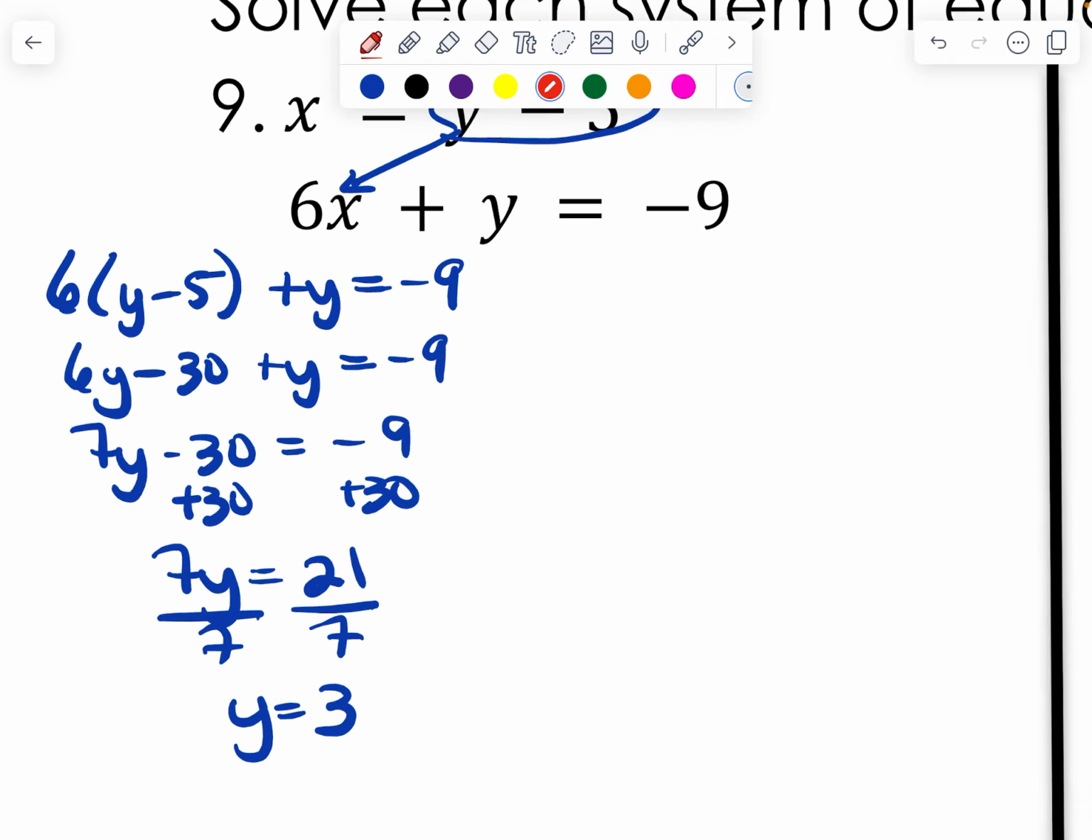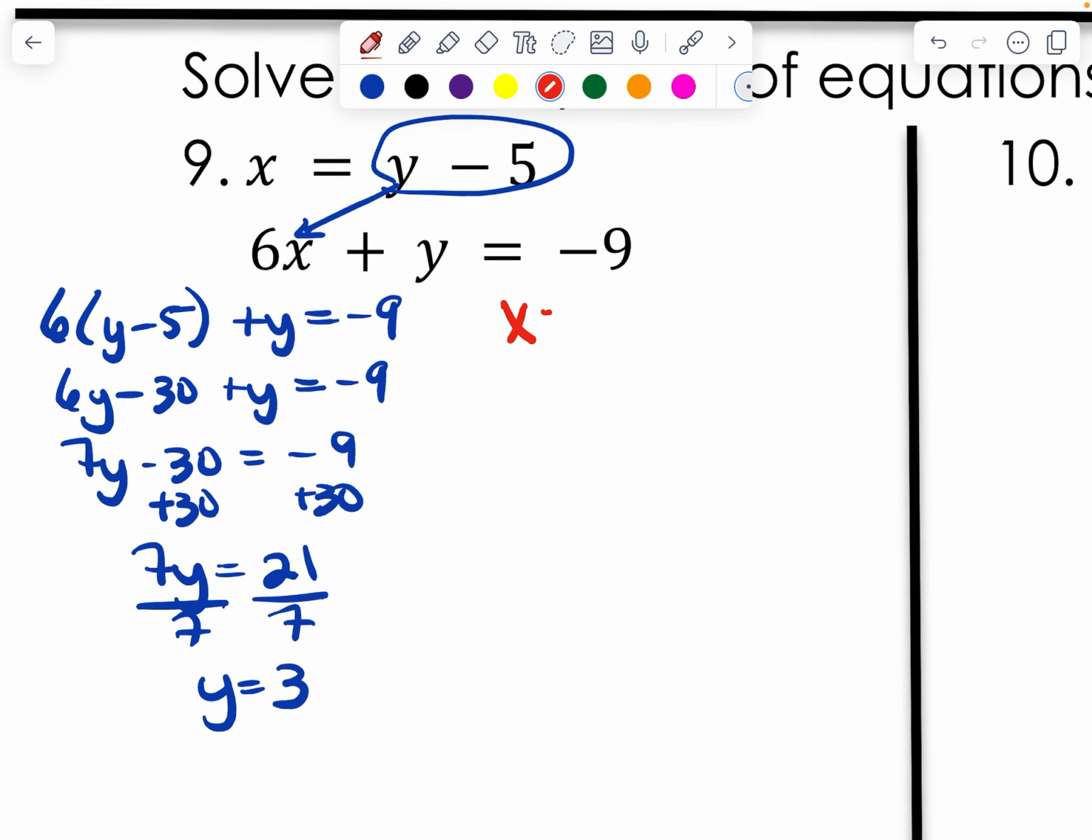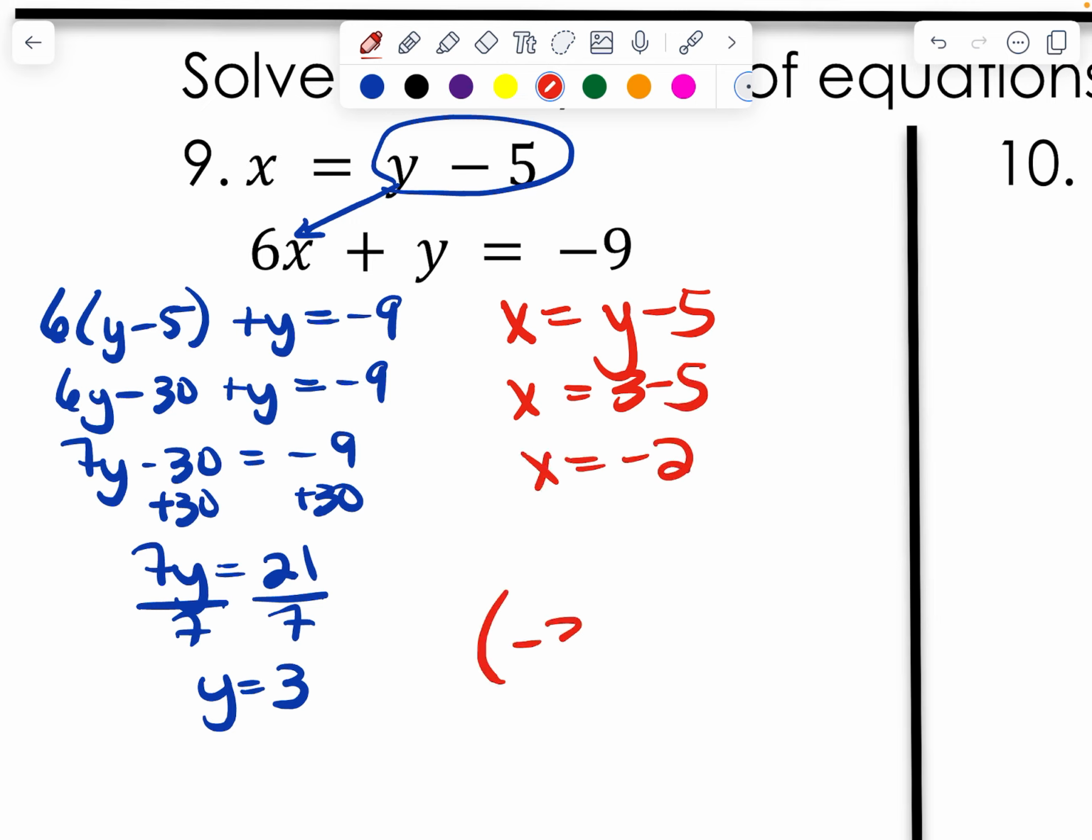Take that, plug it back in, so x equals y minus 5, so I replace my y with 3, and I get x equals negative 2. So it's the point negative 2, 3.